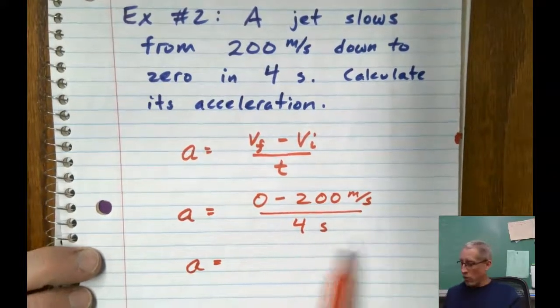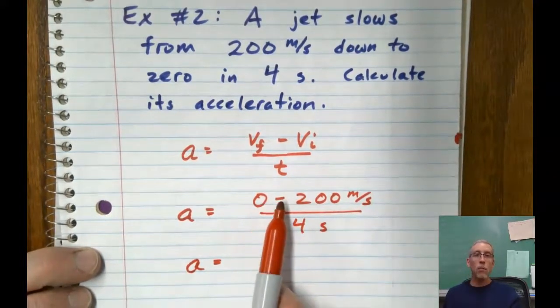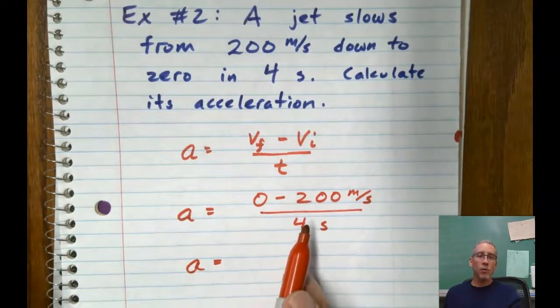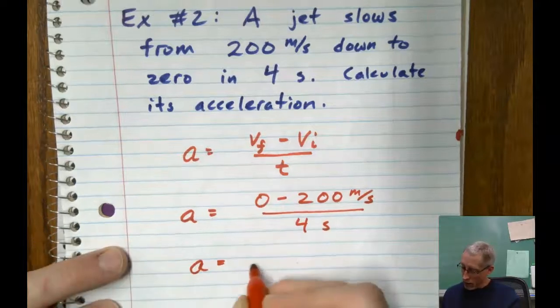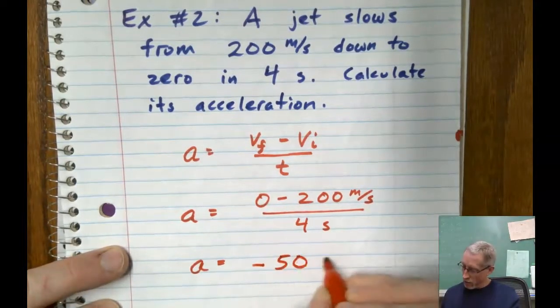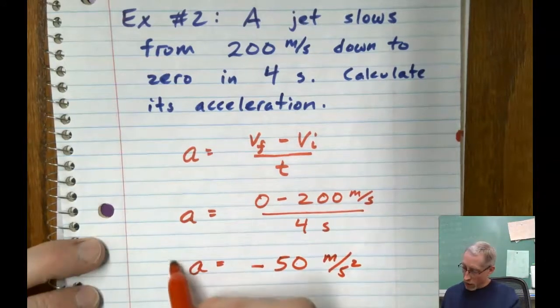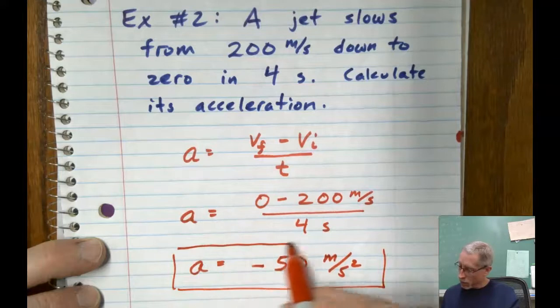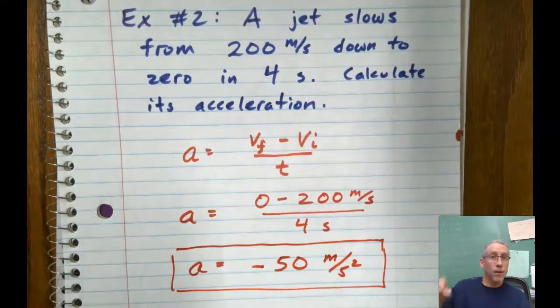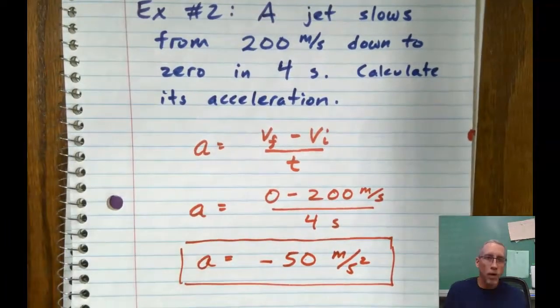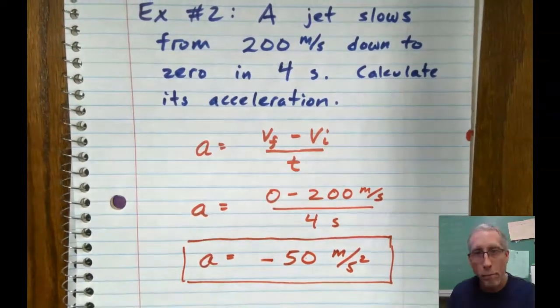So do you see what's going to happen? The order of operations says we subtract up here 0 minus 200, which is negative 200, and then we divide negative 200 by 4, and we get negative 50 meters per second squared, or meters per second per second. That negative is really important because it tells us that the velocity went down. Okay, and that's what typically happens in these kinds of problems when something slows down. All right. So if you see a negative acceleration, not to worry, that can very well happen.